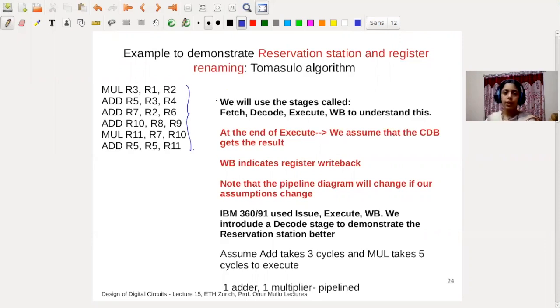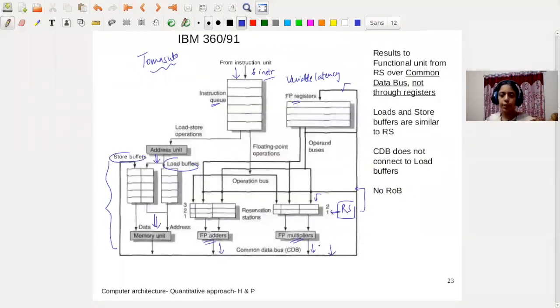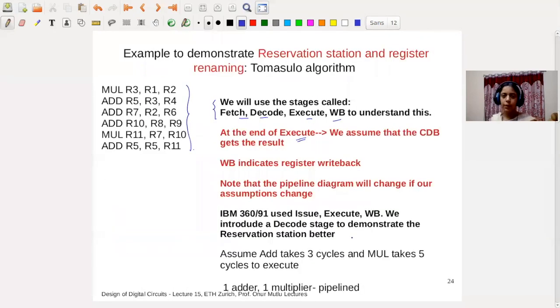So we will use the stages called fetch, decode, execute, and write back to understand this. And we are assuming that at the end of the execute stage, the execution units put the data onto what is called the common data bus. The results are put onto the common data bus. So if the multiplier and the adder complete at the same time, they're going to have different data buses here. It's shown as a single bus, but of course there are 2 buses which connect to the adder and the multiplier, and the result is put out onto the data bus. So that is the assumption.